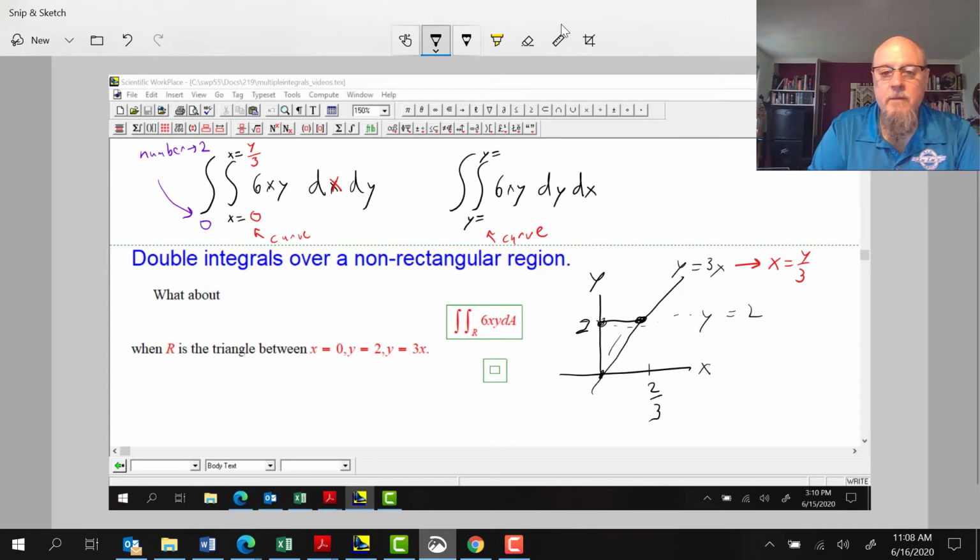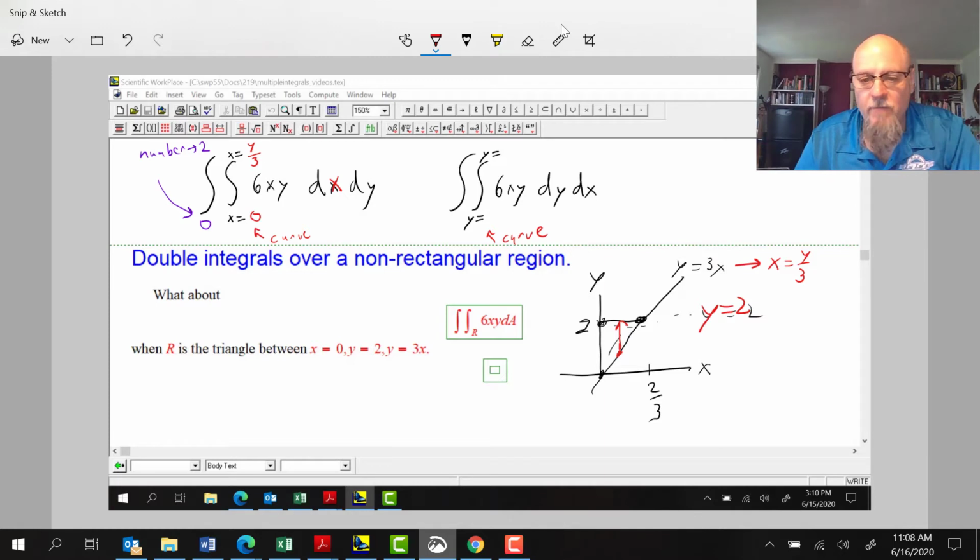But this time, normally if it was a rectangle, I'd start with y equals. But now my starting value, I'm starting on that line with y's. I'm going in the vertical with y's. And I'm always ending on the line y equals 2. But what my starting y value is kind of depends on where I am. Here the starting y value is lower. Here it's higher. Yeah, the starting y value depends on what the x value is.